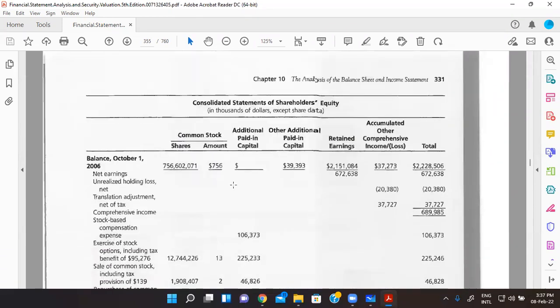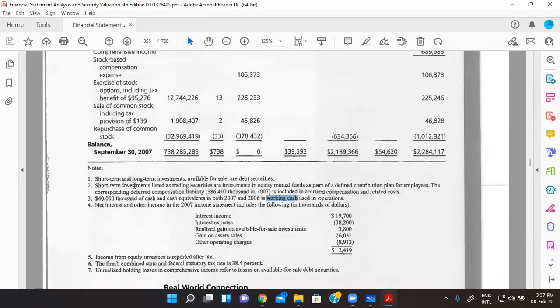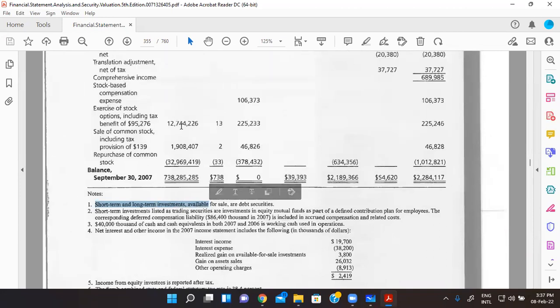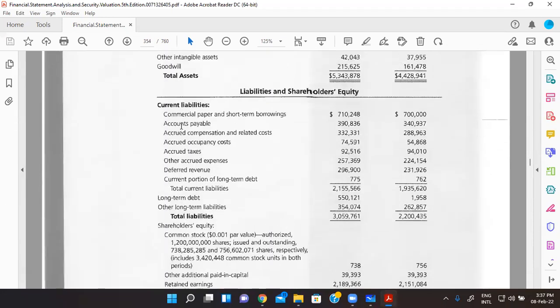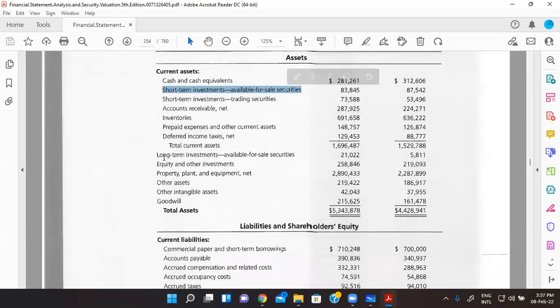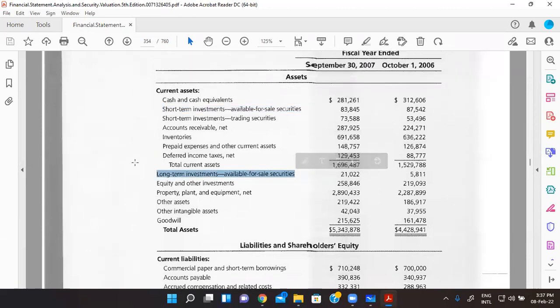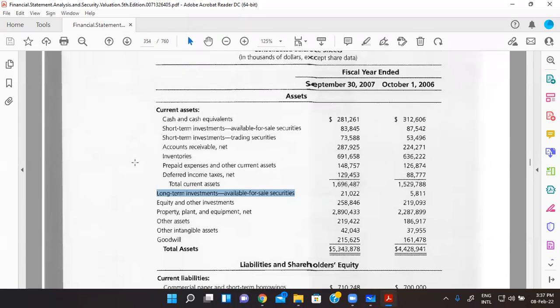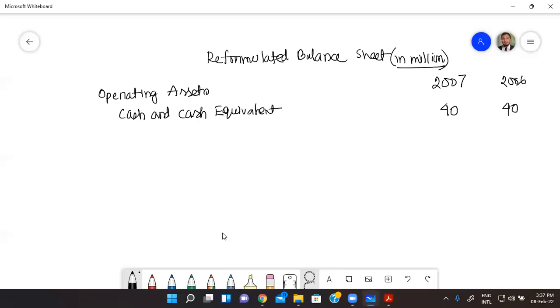So let's look at whether the notes provide additional information. It has been mentioned that the short-term and long-term investments available for sale are debt securities. So you see that we have short-term investment available for sale. This is one. And we also have long-term investment available for sale securities. It has been mentioned these are debt securities. So you can take these items to financial or operating. What do you think?